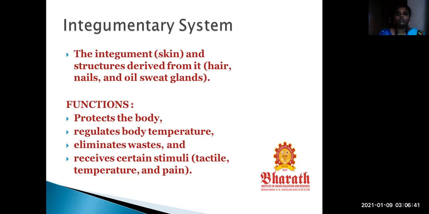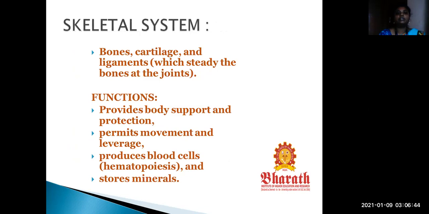Okay, then we'll move on to the next system, the skeletal system. The skeletal system has bone, cartilage and ligaments. Ligaments are what steady the bones at the joints, right? What are its main functions? It provides body support and protection, permits movement and leverage, produces blood cells, hematopoiesis, and also stores minerals inside the bone. So bones store minerals inside them, right?